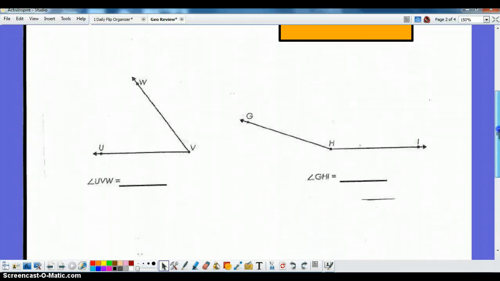Tonight, I sent home a protractor with your student. Make sure they don't forget it tomorrow. I told them if they forget it, then they don't get to use a protractor. So let's take a look at these 4 questions here.